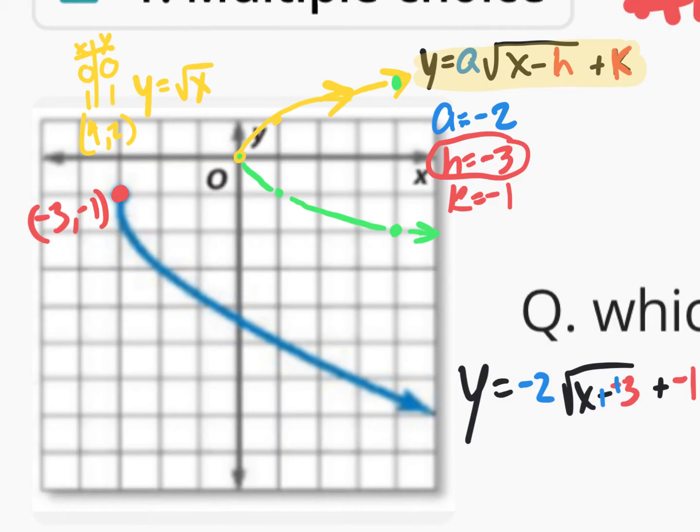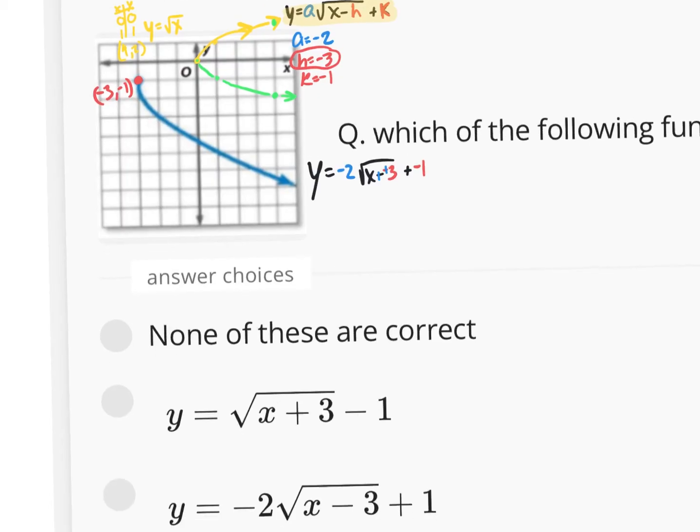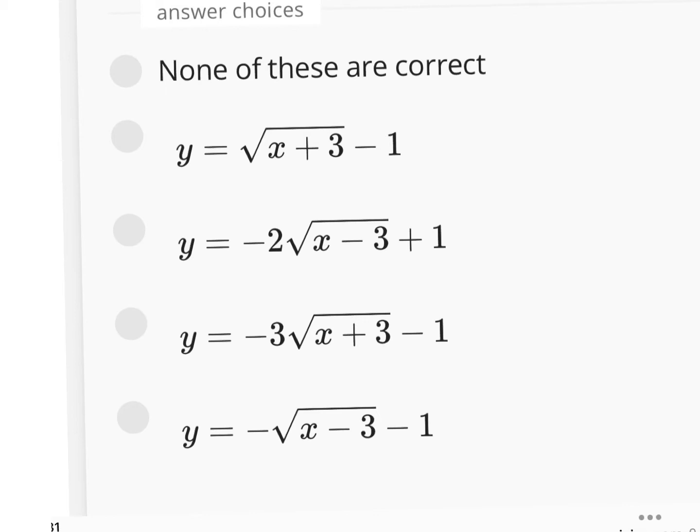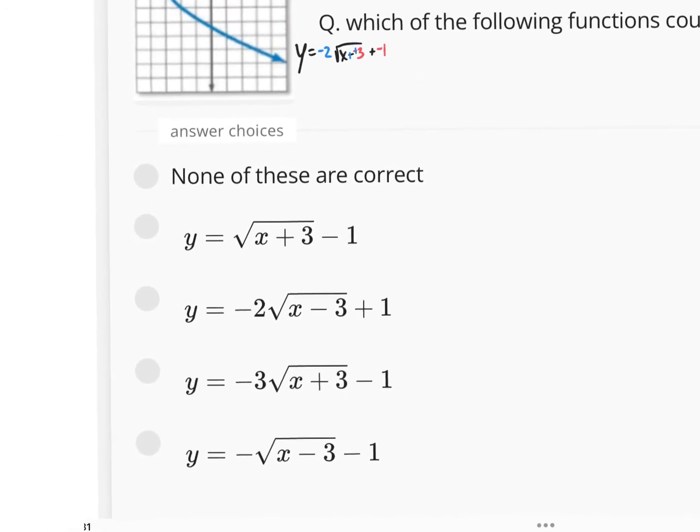So let's go back to the question. Which of the following multiple choice options is this one? Y equals -2 square root of x plus 3 minus 1. Y equals -2 square root of x plus 3 equals -1. And as you could see, it's nowhere to be found. So the correct answer must be none of these are correct.